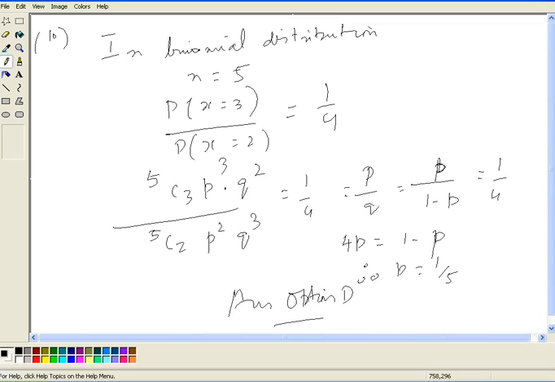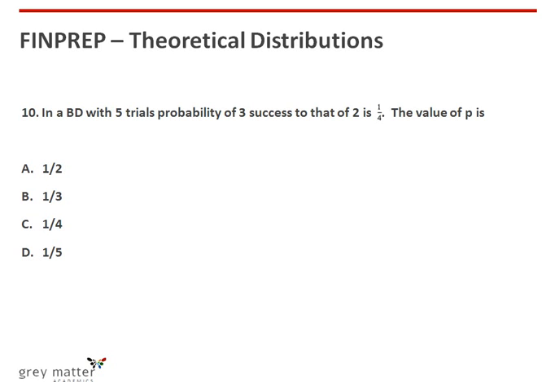On doing the relevant substitution, where q is 1 minus p, after doing all that, we work out p equal to 1 by 5. That is the probability of success. So the answer is option D. Going to our PowerPoint presentation, it says option D, the value being 1 by 5.